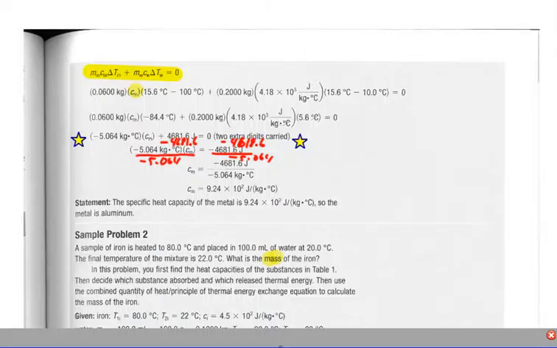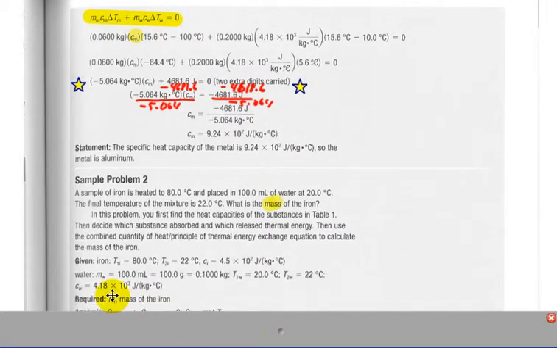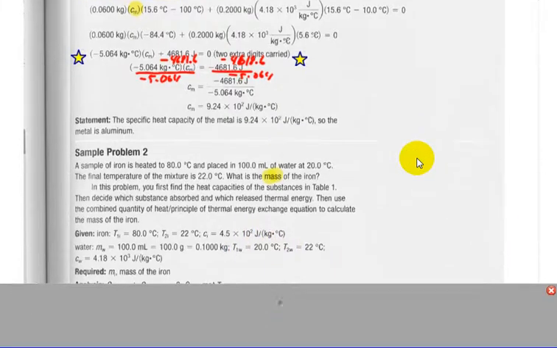Liquid water, we know that, 4.184 times 10 to the 3 joules per kilogram degree C. So we know everything here. So the mass of water, 100 mils, which is 100 grams, which of course is 0.100 kgs. The temperature of water was initially 20, but it raised up to 22. The C value of water is that. And then for iron, we know the initial temperature is 80, final temperature is 22, and its value from the table is that.